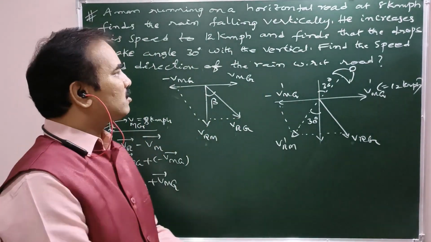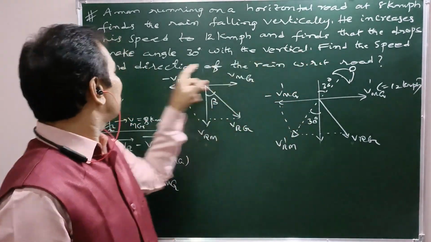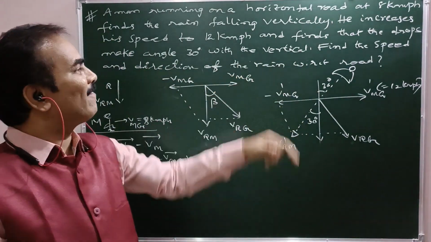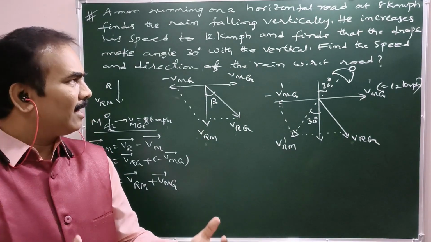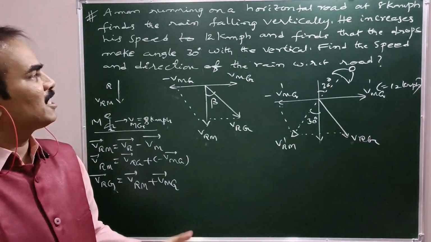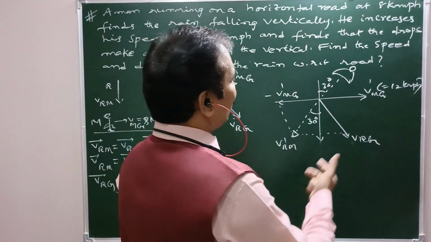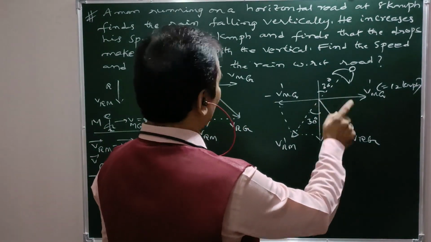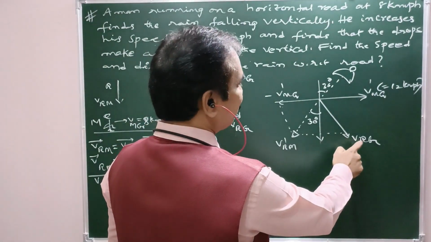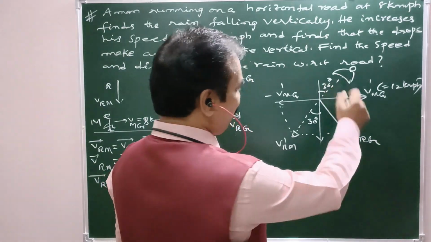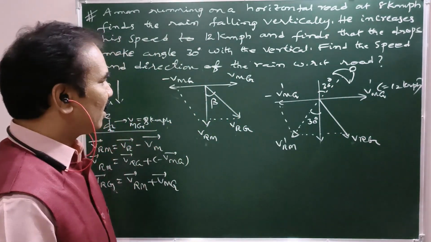Now how to solve the sum? What is the sum here? Find the speed and direction of the rain with respect to road. Find the speed of raindrops.